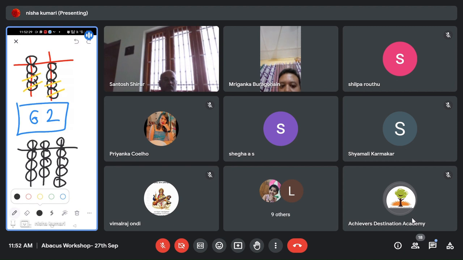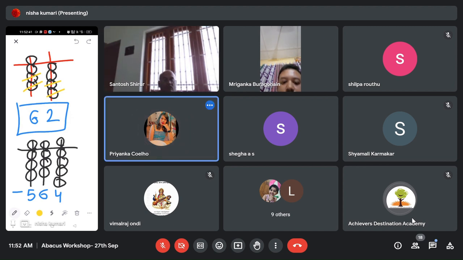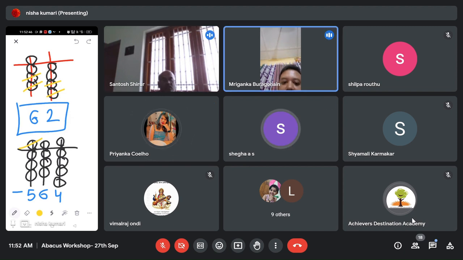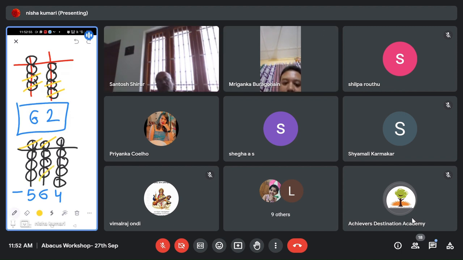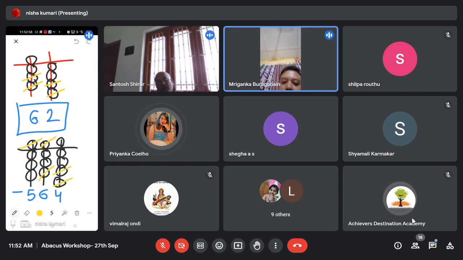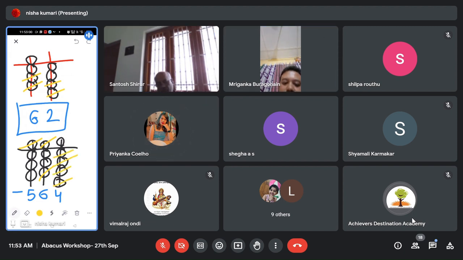Now from this, we have to subtract 564. So what are you going to cancel out? Five. 100 plus 5. And then? 10 plus 6. About 1 bead, about 1 bead. First, about 1 bead. The lowermost we have to cancel. Okay, and then the last, 4 lower beads have been cancelled. So what is the remaining?